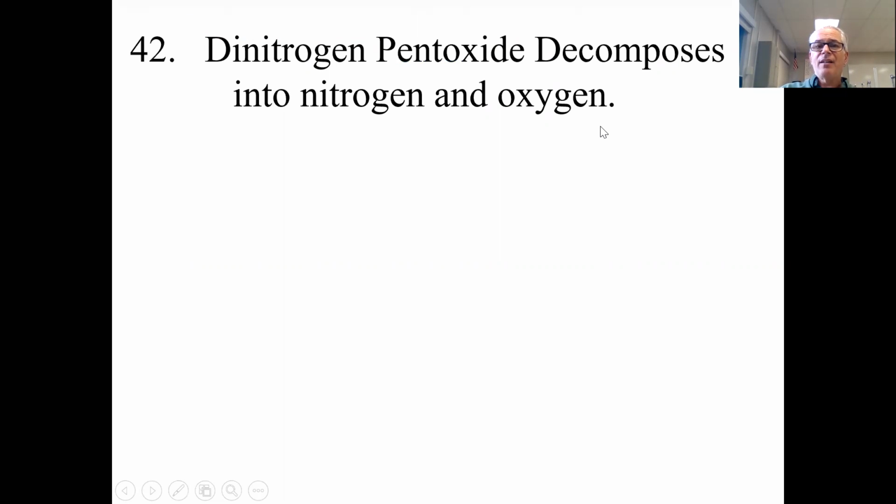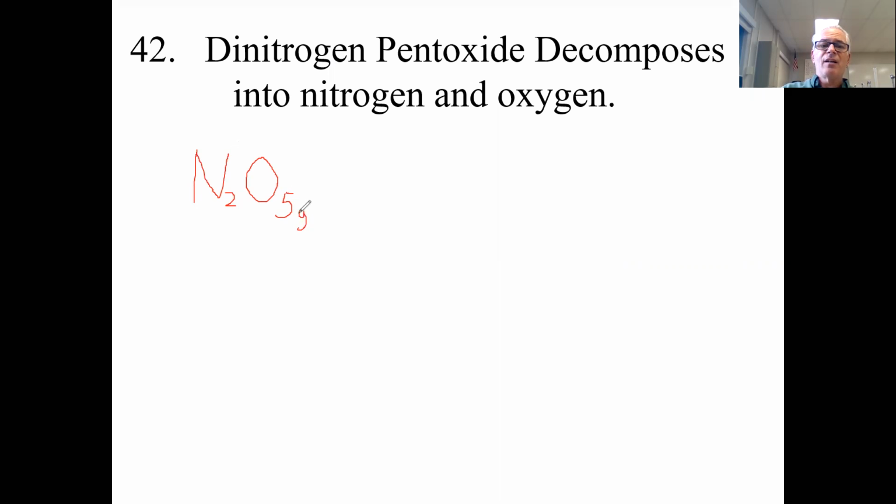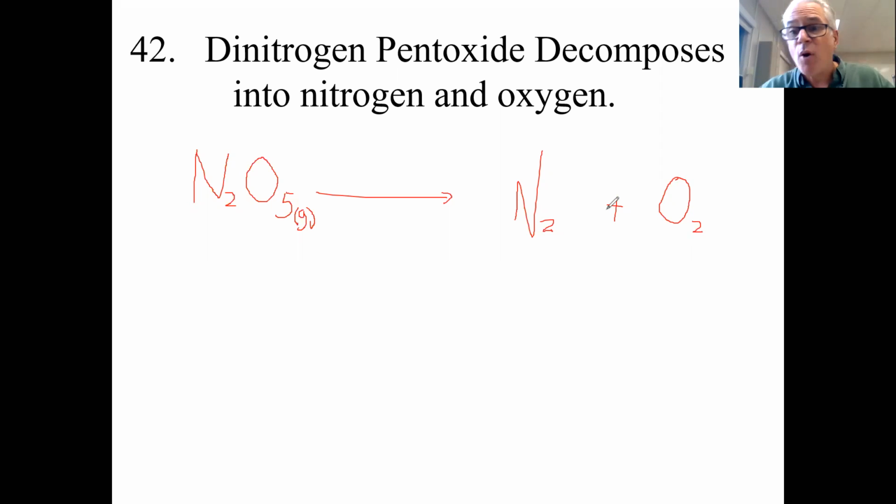Dinitrogen pentoxide. Ooh, dinitrogen pentoxide. Now, this is the biggest formula we've seen in a couple of days, right? Let's see if we can't come up with a nice formula for this. Dinitrogen means N2, pentoxide means oxygen times 5. And it's a gas. I'll put a little G in here. Oh my gosh, these parentheses are hard to draw. Arrow. Now, what's it going to become? Nitrogen, N2, and it's going to make O2. Now, these are both gases. I'm not going to write the G's this time. They're difficult, but they're both gases.